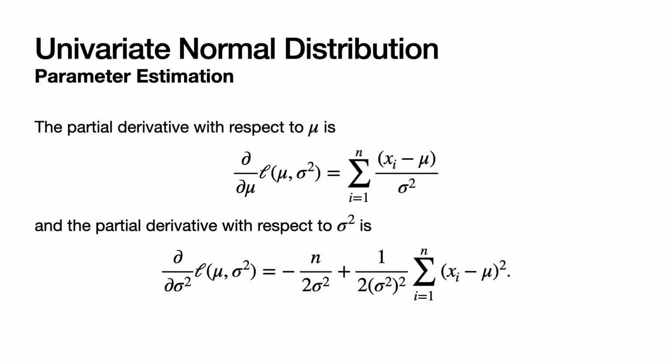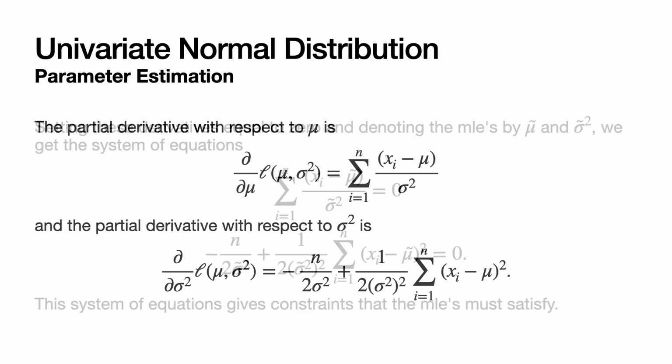Now, the partial derivative with respect to mu is equal to this expression on the right-hand side: the sum, i going from 1 to n, of x sub i minus mu, over sigma squared. The partial derivative with respect to sigma squared is equal to negative n over 2 times sigma squared plus 1 over 2 times the square of sigma squared times the sum, i goes from 1 to n, of x sub i minus mu quantity squared.